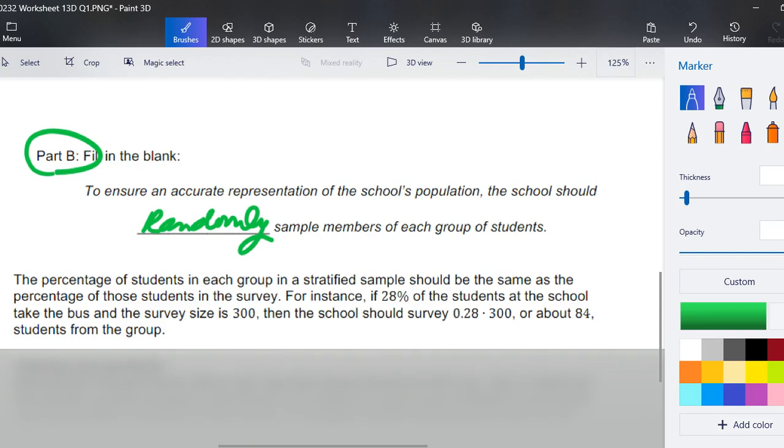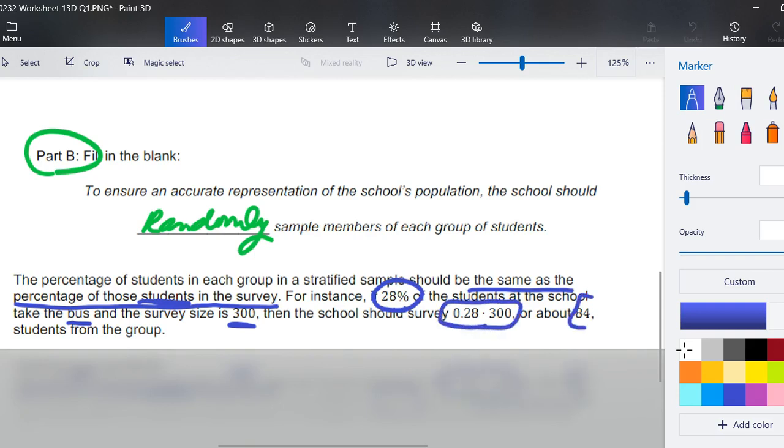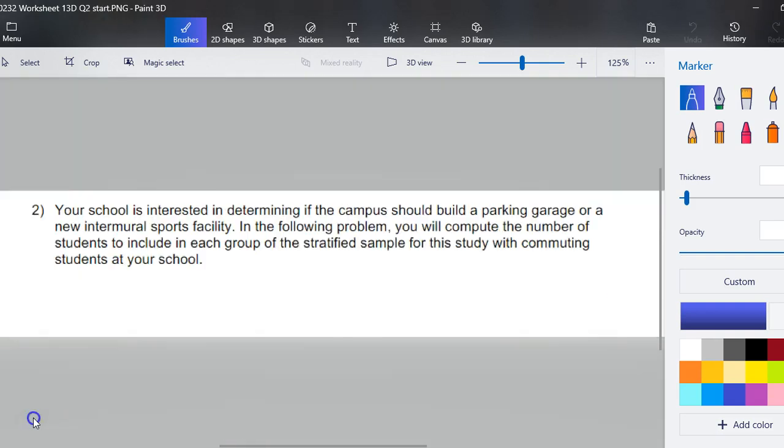The percentage in each group in a stratified sample should be the same as the percentage of those students in the survey. For instance, if 28% of the students at the school take the bus and the survey is going to consist of 300 students, then the school should survey 28% of the 300, or about 84 students in the group. So question number 2, if you haven't already worked on it, go do that and then come back and I'll join back with you.